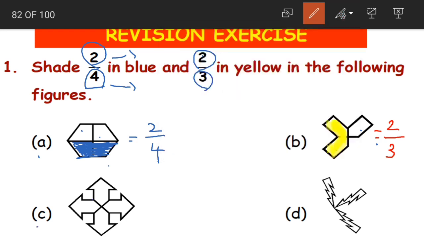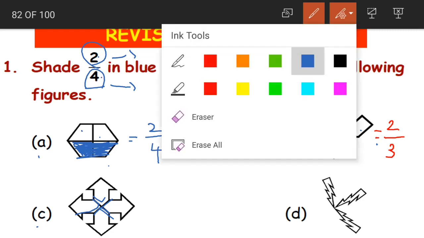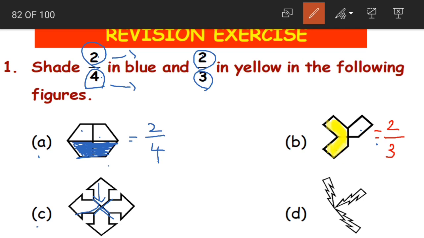Again, figure C. It is divided into 4 equal parts, children. See, 1, 2, 3 and 4 equal parts. Now here we are having 4, so 2 by 4 is to be done in blue. 2 by 4 part is to be shaded in blue. Yes or no? Yes. So I am shading 1 and then 2 parts in blue. So this will represent our fraction 2 by 4. Here I am not able to shade or fill the color properly, children, but whenever such type of questions are asked in the exam, color the boxes properly. Understand?